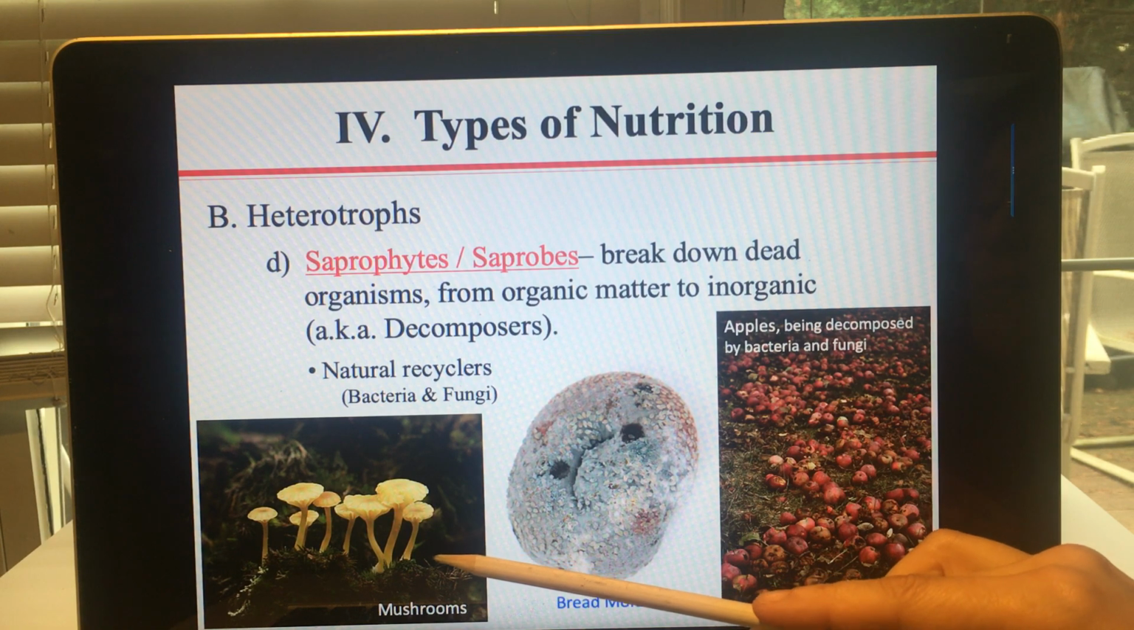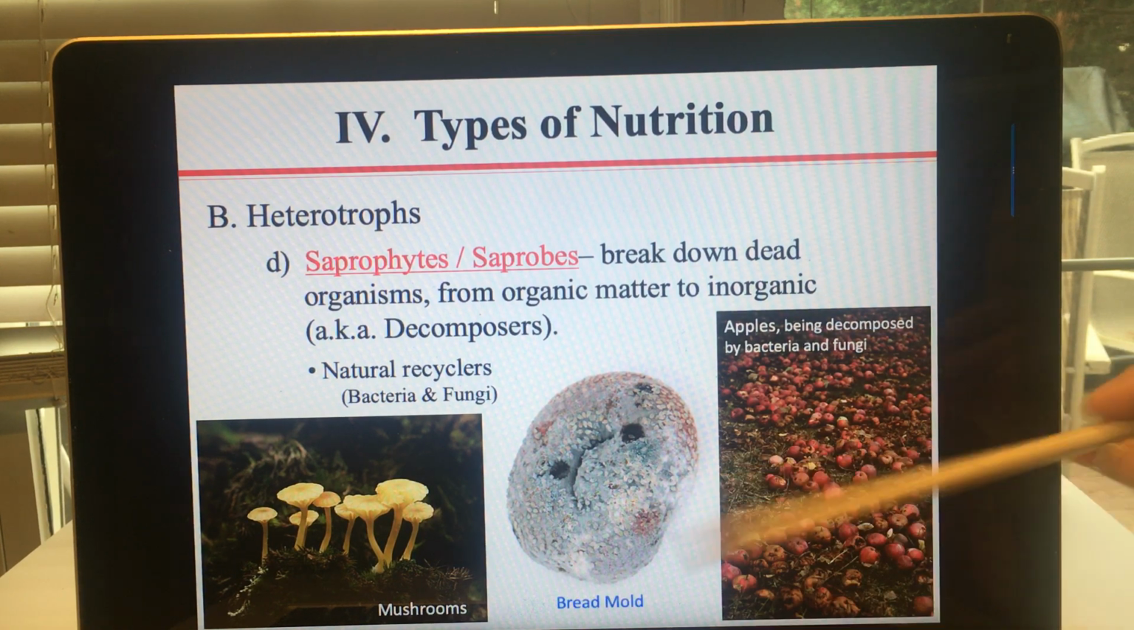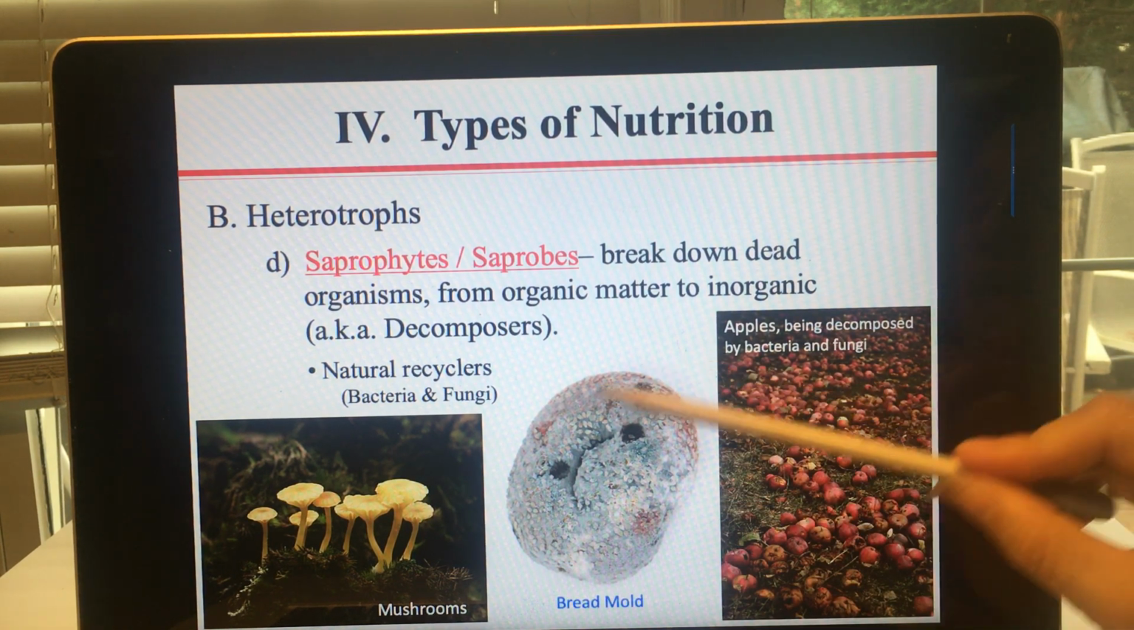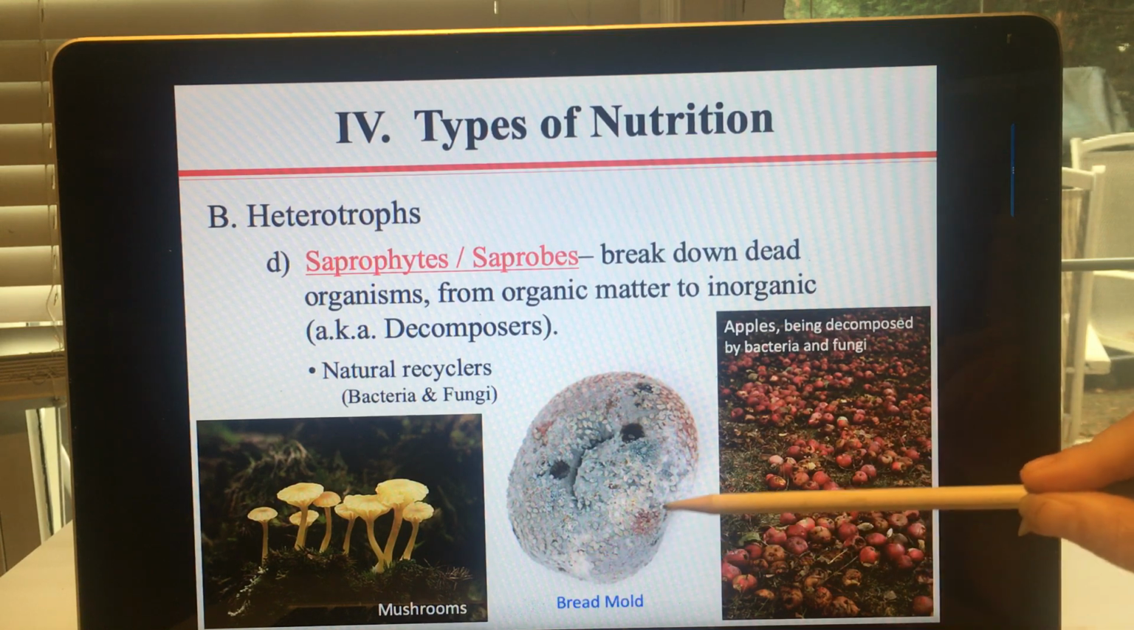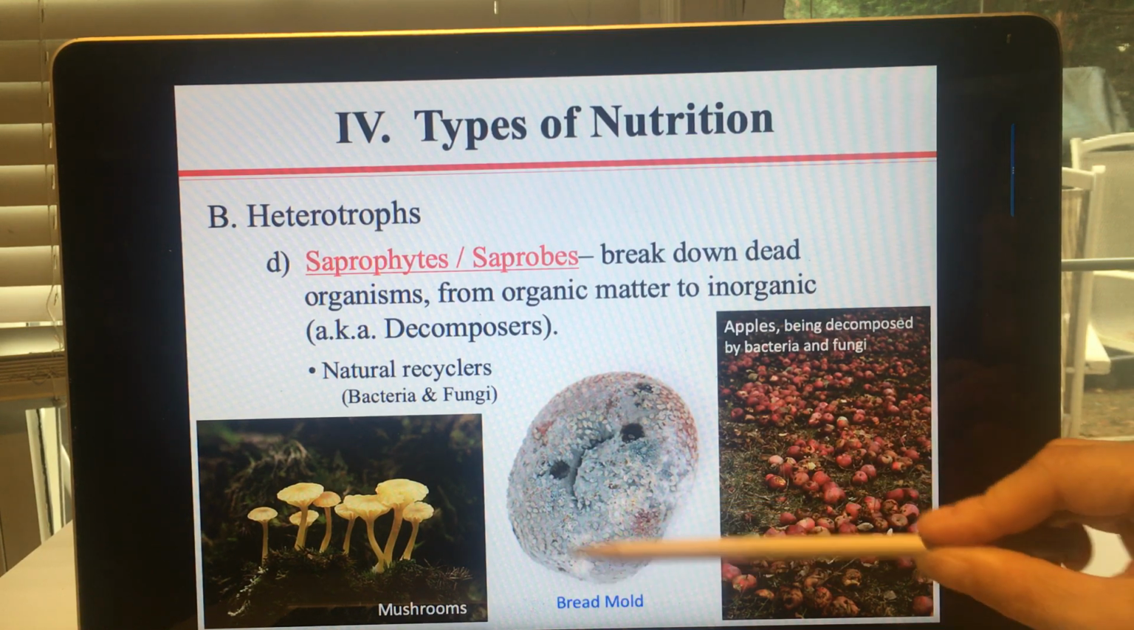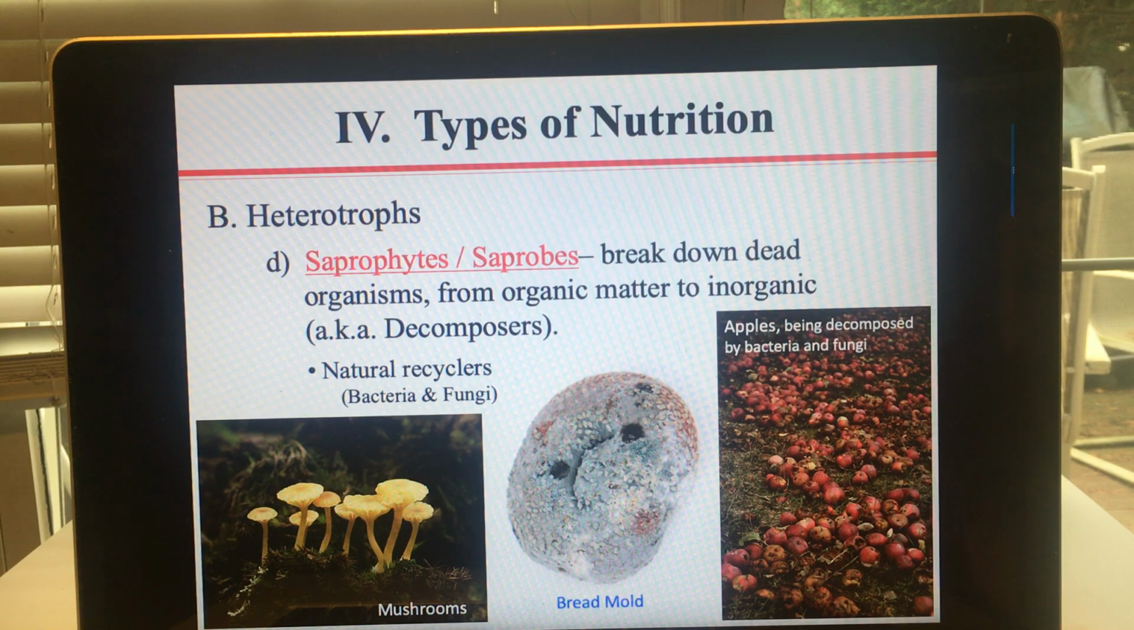So you probably knew mushroom was a fungus. You may or may not have known that mold is a fungus. This picture, sometimes it's hard for people to tell what it is, but it is a bagel with mold growing on it. And also bacteria are very common decomposers.